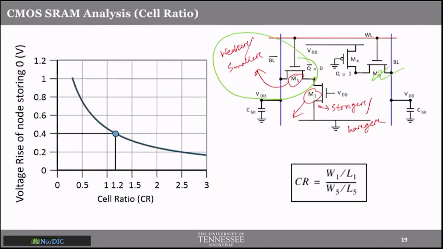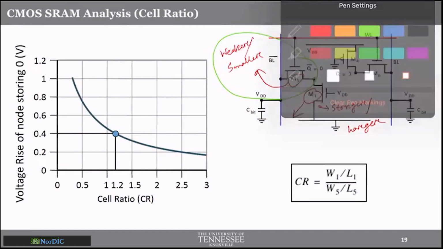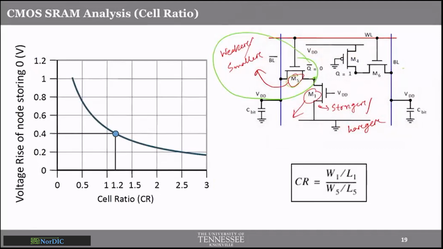This node will not always be zero. It might be VDD. Then the other node will be zero, right? So this is a symmetric circuit. Whatever applies to M5 will also apply to M6, as you see. So let's keep that in mind. I'm talking about the access transistor, and it should be smaller or weaker. Just keep that notion in mind.